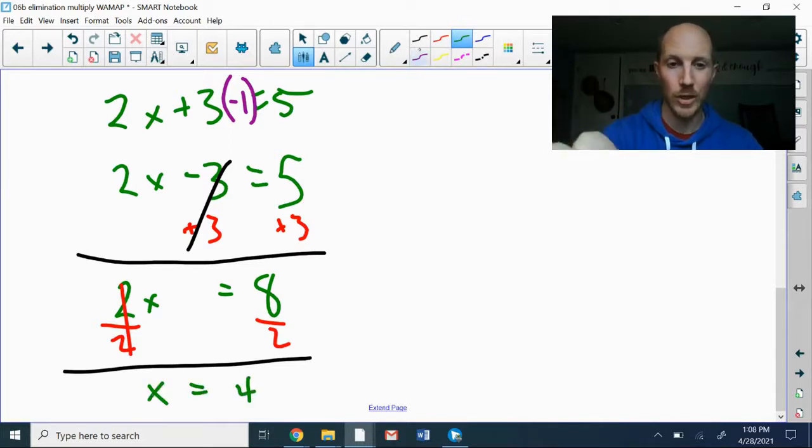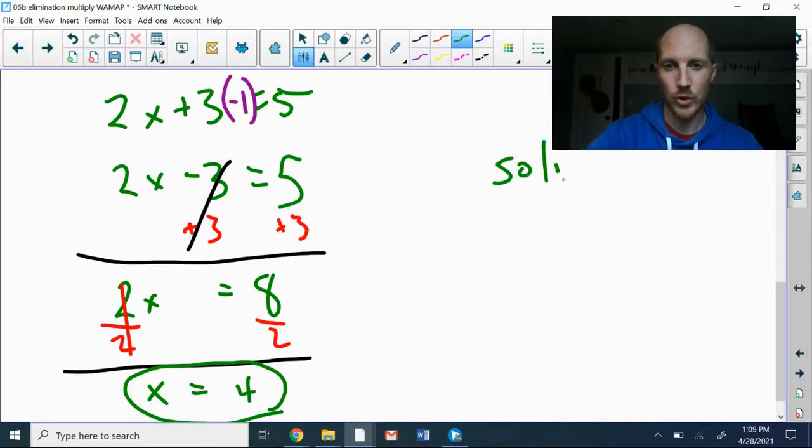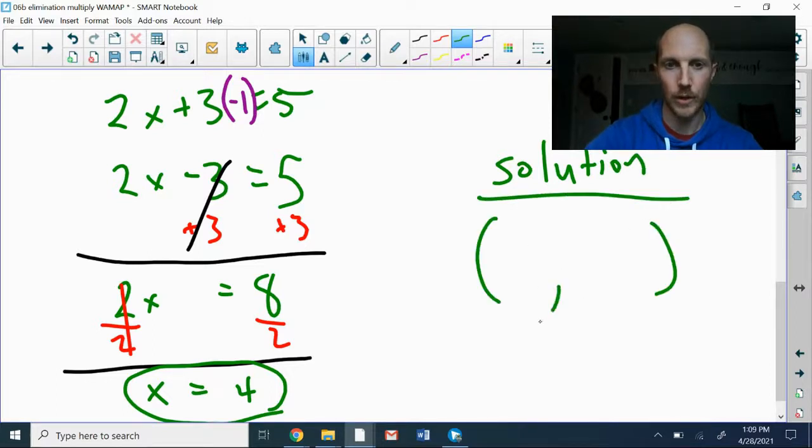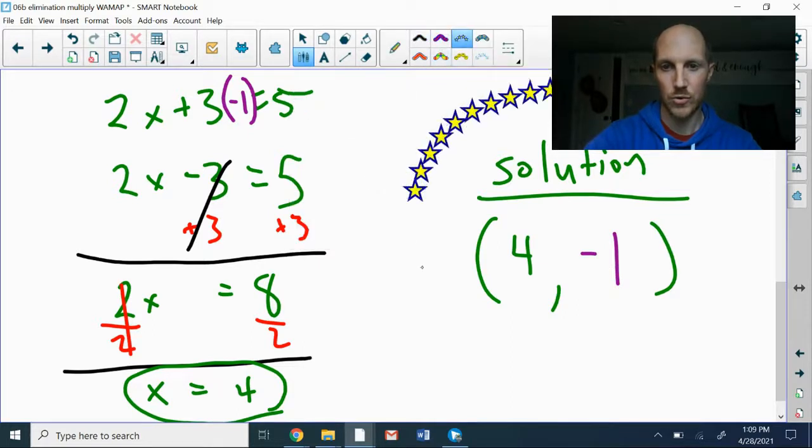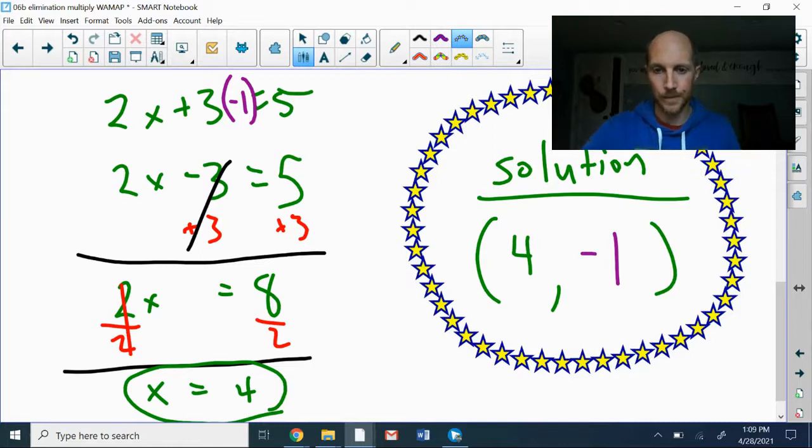So now I got my solution. I got both parts of the solution. My x coordinate is 4. My y coordinate was negative 1. I had that from earlier. The solution is going to go right here. So the x coordinate always goes first. 4 goes here. The y coordinate was negative 1. That's always going to go into that second spot. And I'm going to circle that right there.